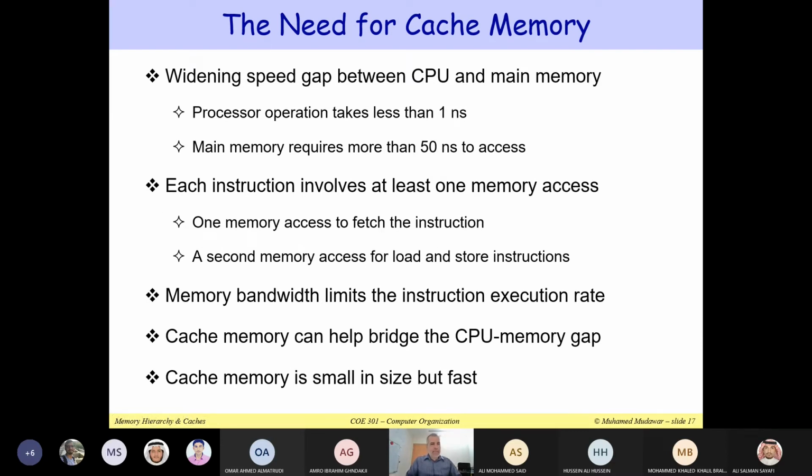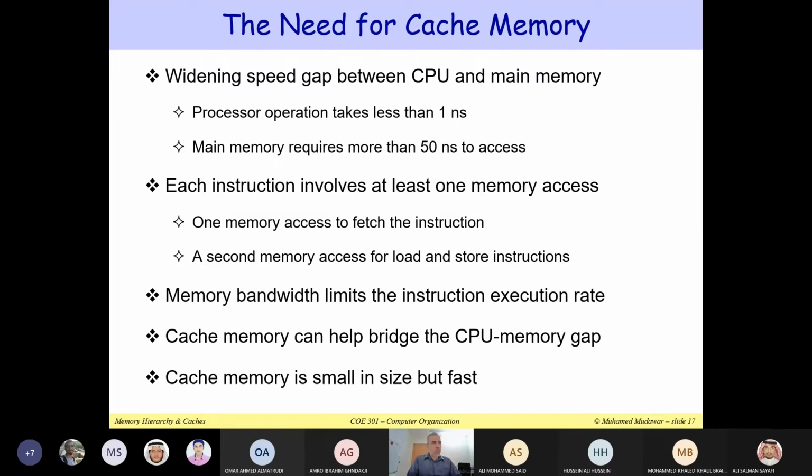As we have seen in the previous slide, there is a need for cache memory because we have this widening speed gap between the CPU and the main memory. If you look at the processor today, an operation inside the CPU can take less than 1 nanosecond. We are using gigahertz. Back in the 1980s, the clock was only in the megahertz. So the clock speed today is like 1000x faster than it used to be back in the 1980s. The clock cycle is a fraction of a nanosecond, whereas the main memory might require like 50 nanoseconds to access. So you can see there is this kind of speed gap.